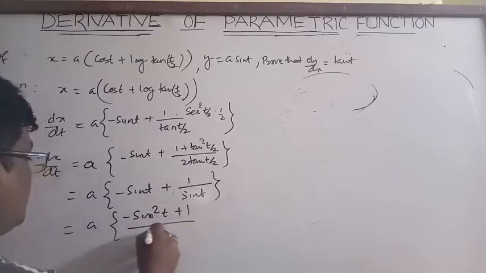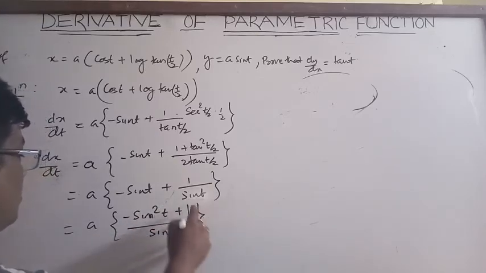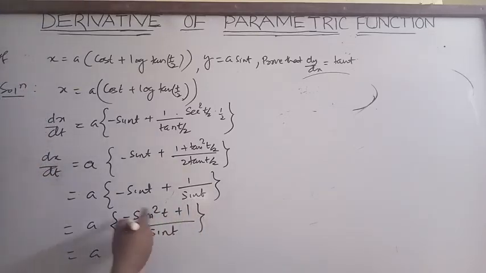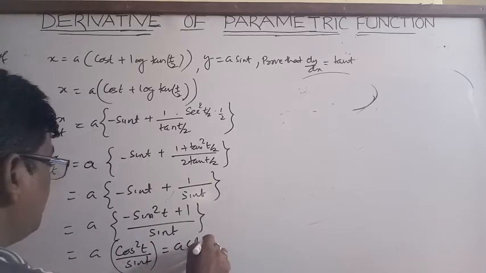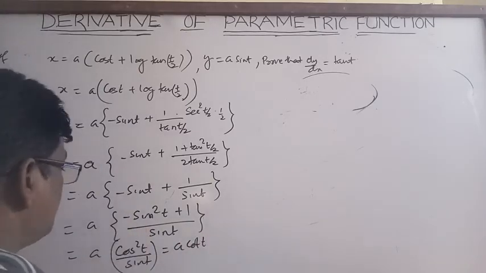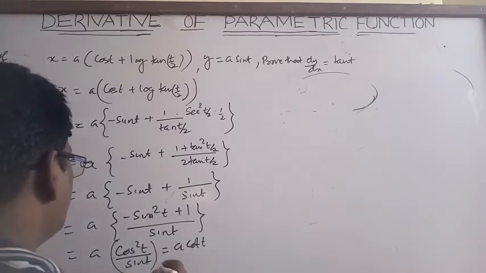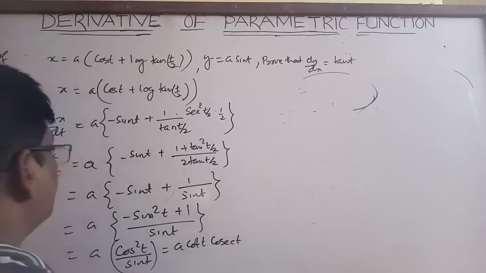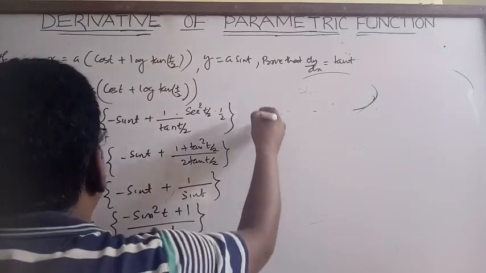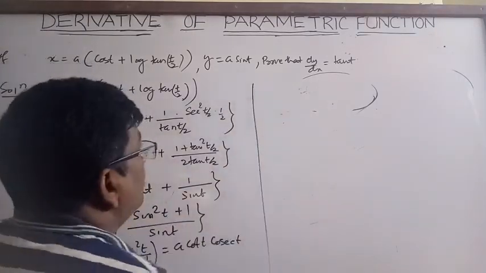So dx by dt is equal to a times minus sin t plus 1 by sin t. So 1 minus sin square t means cos square t. This is cos square t by sin t. Clear? And this is equal to a cot t into cosec t. This is dx by dt.